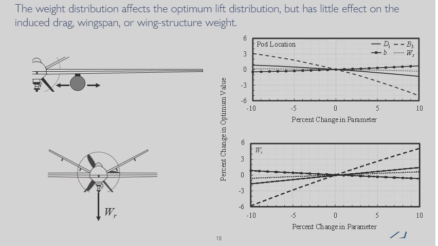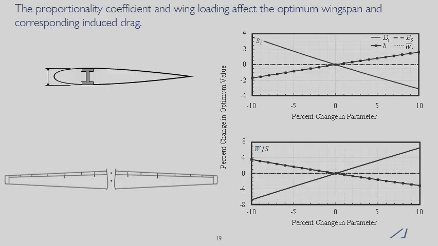the optimum solution. And so we can see from these 2 plots, this is pod location and root weight, that if we change the way the weight is distributed in the wing, it really has most of its effect on the lift distribution, but really doesn't affect the optimum drag, optimum wingspan, wing structure weight, or corresponding induced drag very much. If we change the proportionality coefficient or the wing loading, we can see that we don't affect the wing structure weight at all, and we don't affect the optimum lift distribution at all, but we do get large changes in induced drag and wingspan.